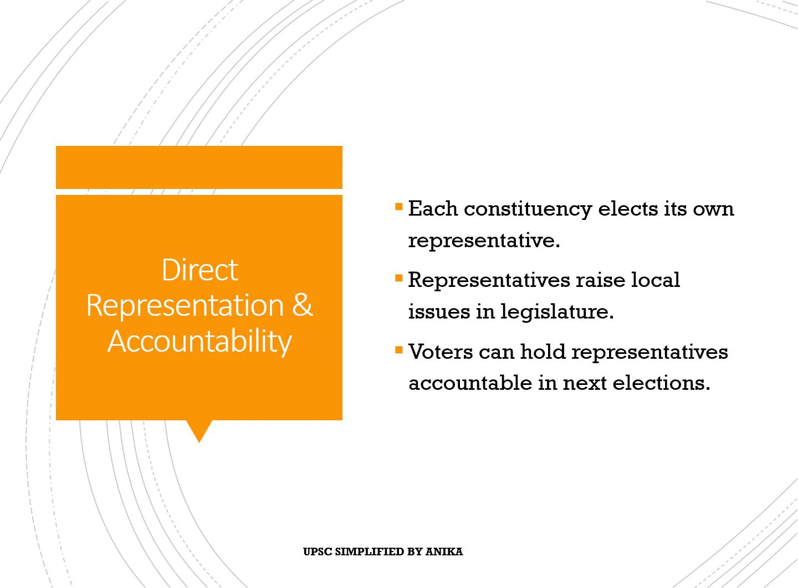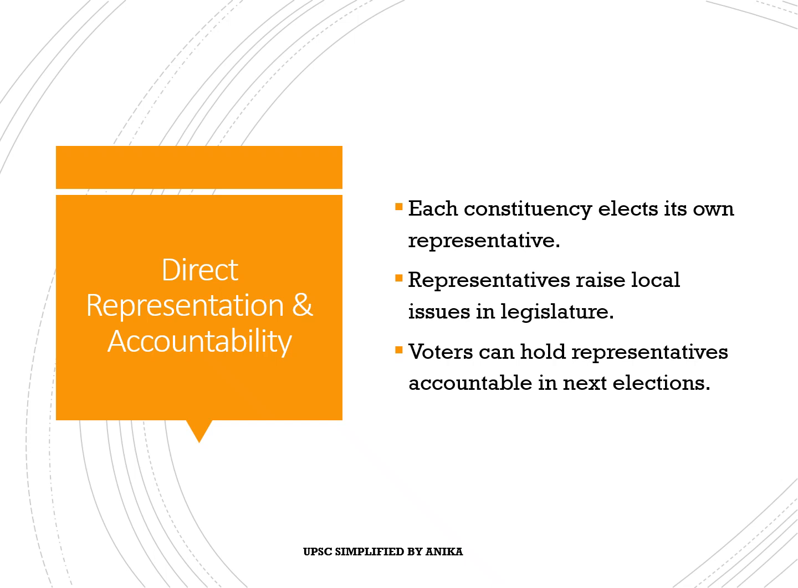The third one, direct representation. This system gives direct representation to each constituency, as every geographical area elects its own representative who speaks for the people of that area. For instance, if a person is elected from the Nagpur constituency, they represent the people of Nagpur in the legislature and raise issues related to their area such as roads, water supply, or employment.